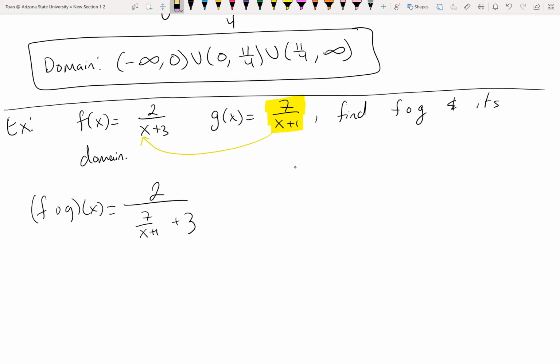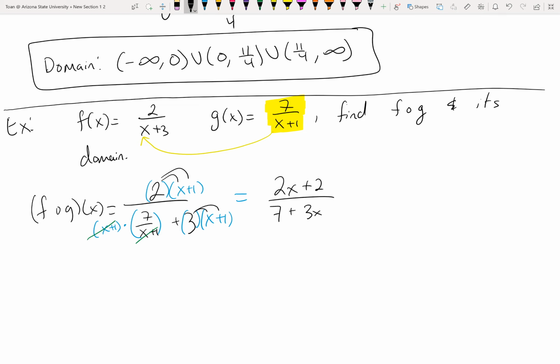And then we go ahead and simplify. To simplify again, you clear the fraction. In this case, we only have one denominator, x plus 1. So every single piece gets multiplied by x plus 1. So in the numerator, you distribute the 2. That's 2x plus 2. Here we can see that the x plus 1's cancel, so we're just left with the regular 7. And then distributing the 3 gives us 3x plus 3. Which simplifies to 2x plus 2 over 3x plus 10.